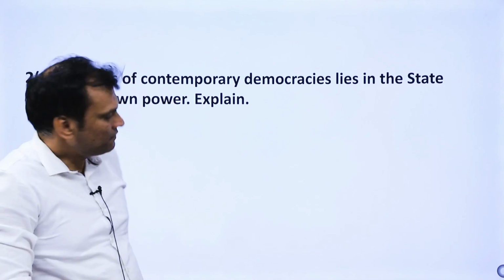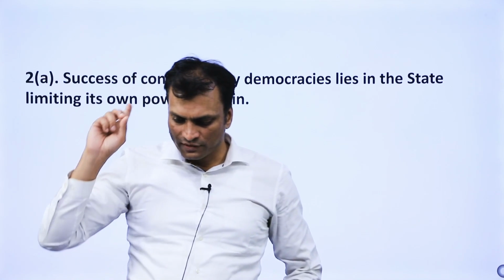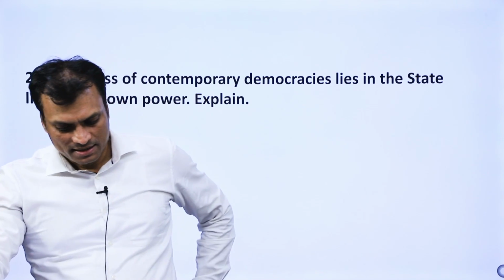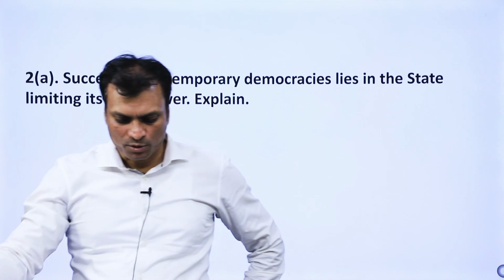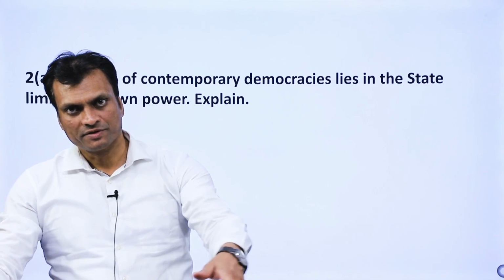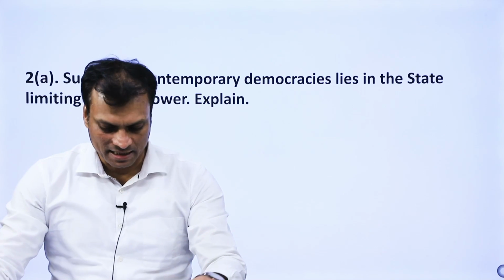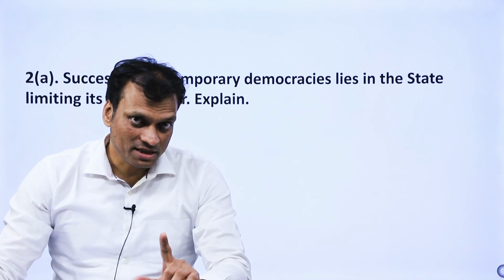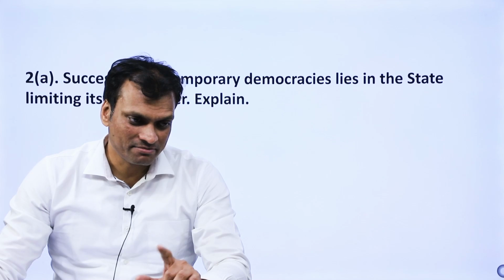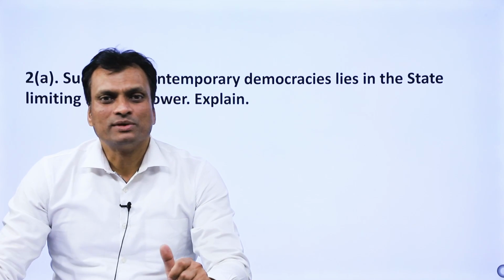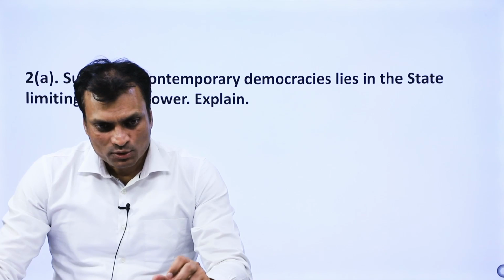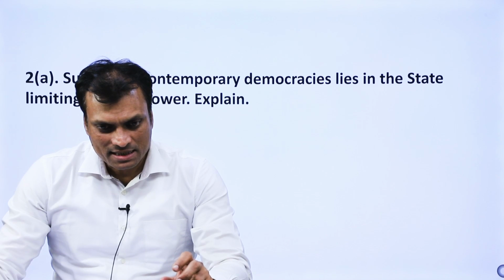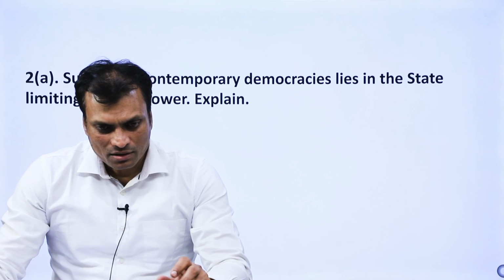The next question we have is: the success of contemporary democracy lies in the state limiting its own power. Explain. 20 marks, 250 words. You will have to write a bit longer. So the question asks about the success of contemporary democracies, and contemporary democracies, you can take it, may be the last 20-30 years. So they are saying very clearly contemporary democracies are basically the democracies which became democratic probably in the third wave of democracy.